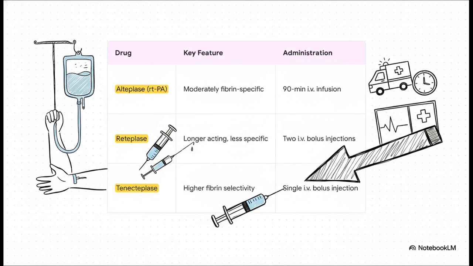Then came Reteplase, a bit better, just 2 quick IV injections. But now, look at Tenecteplase, 1 single IV bolus. Push, done. Can you imagine the difference that makes in a chaotic emergency room or in a moving ambulance? This is a game changer. The key thing here is how much easier and faster administration has become.